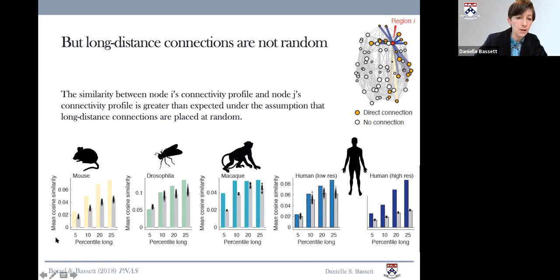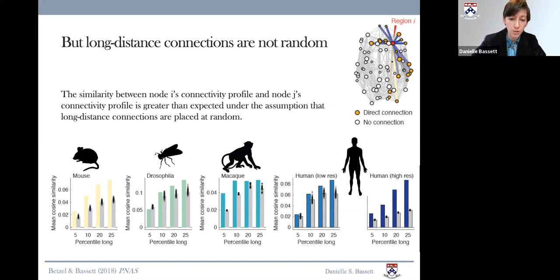On the left-hand side here, you see the y-axis is the mean cosine similarity. Along the x-axis is the percentile of long-distance connections, with the first bin being the 5% longest connections, the second bin being the 10% longest connections, the third bin being the 20% longest connections, and the fourth bin being the 25% longest connections. In the colored bars, you see the true cosine similarity for that species. In the gray bars, you see the expected cosine similarity if the network has been rewired at random.